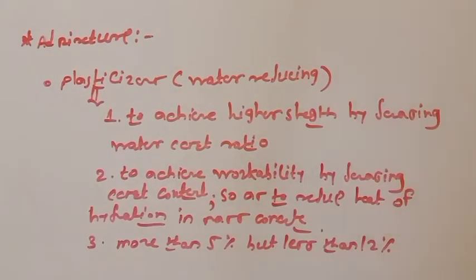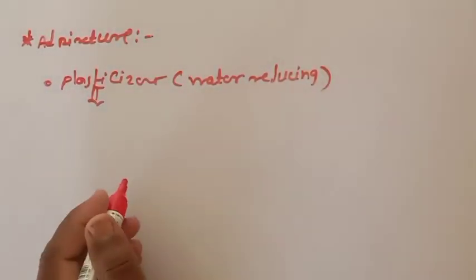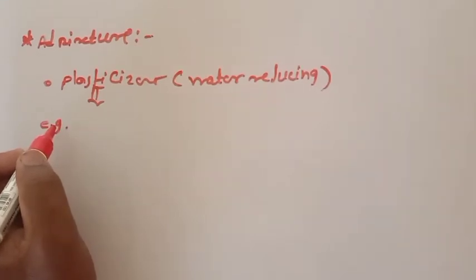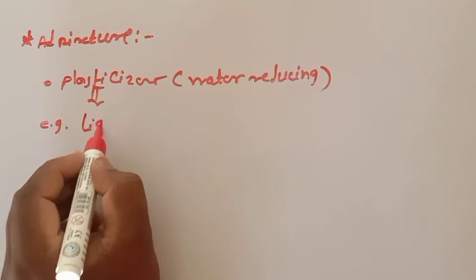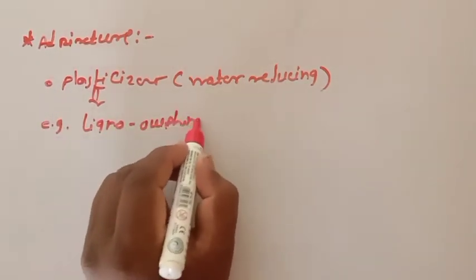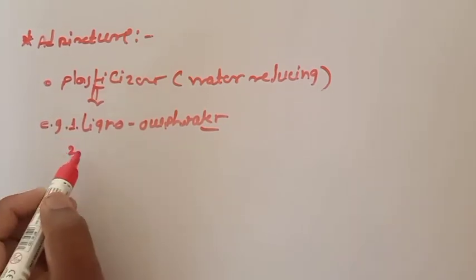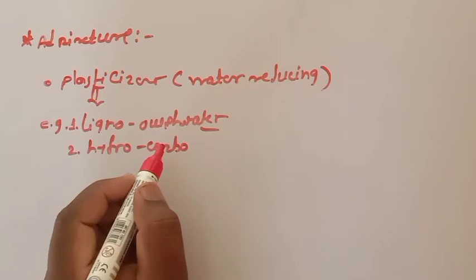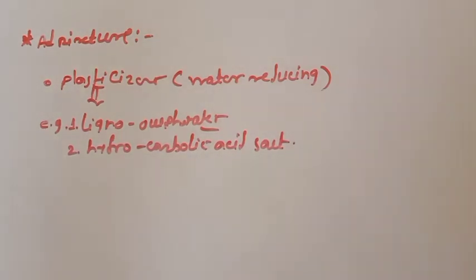Again, if you consider examples of commonly used plasticizers, the plasticizer is nothing but an admixture. They are lignosulfonates, and second, hydroxycarboxylic acid salts. So these are the two examples of plasticizers: lignosulfonates and hydroxycarboxylic acid salts.